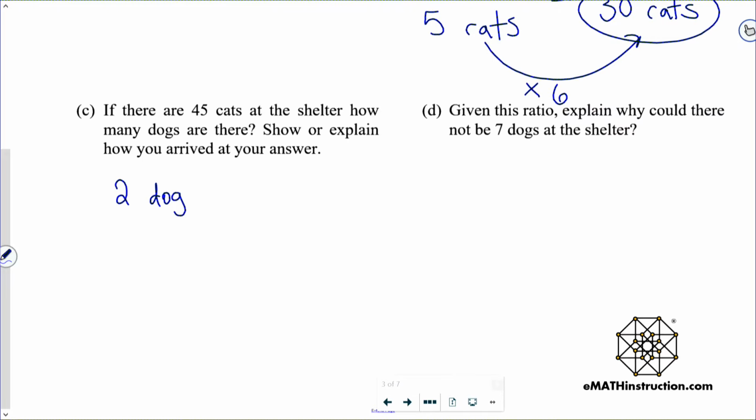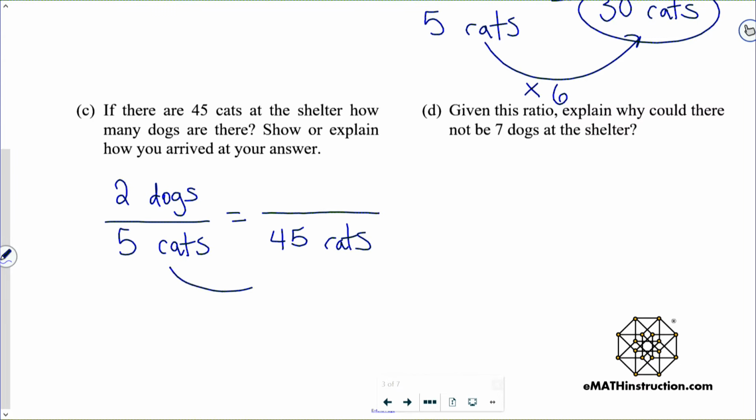2 dogs to 5 cats, right? 45 cats, right? I'm going to multiply by 9 to scale from 5 up to 45. I now have to multiply by 9 in this case, and that's going to give me 18 dogs.